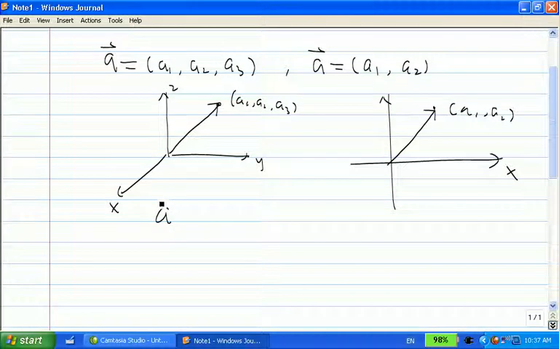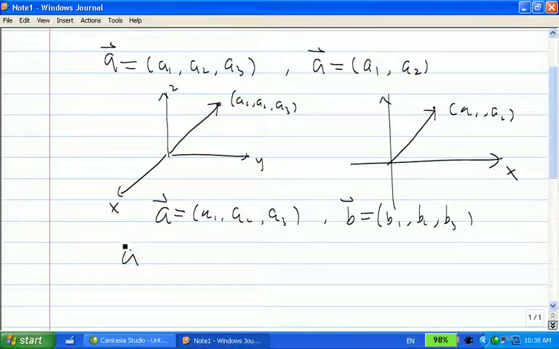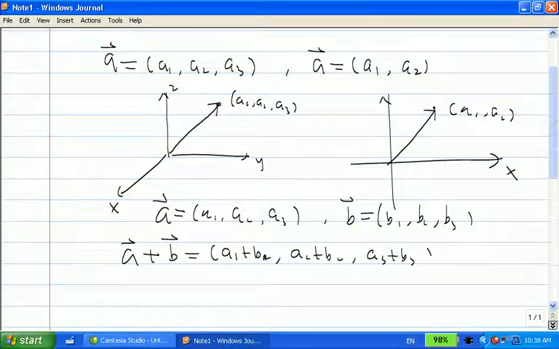If I give you two vectors, vector A, A1, A2, A3, and vector B, B1, B2, B3, then we can define operators. Say addition, A plus B. Vector A plus vector B means corresponding components add together: A1 plus B1, A2 plus B2, A3 plus B3. Similarly, you can define subtraction.